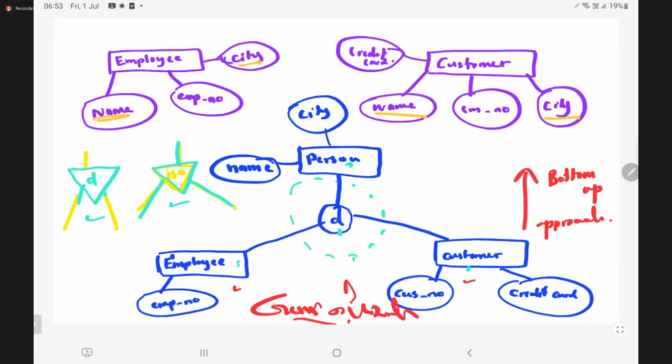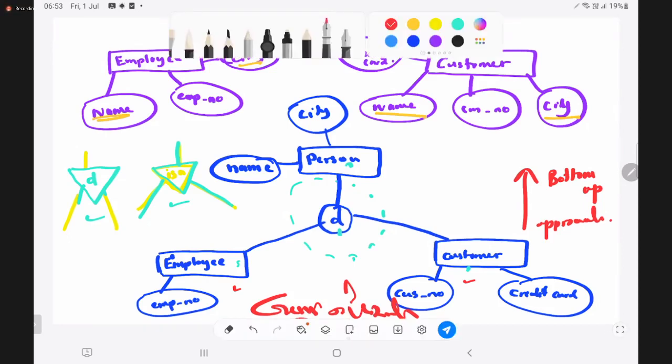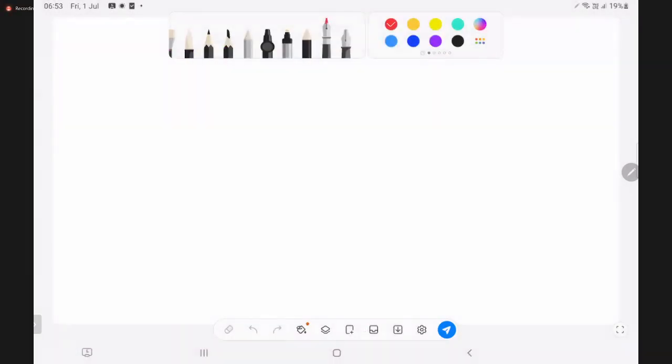Yes, okay. And next one is specialization. Specialization is the opposite of generalization. In this, a group of entities is divided into subgroups. Subgroups, we get from the common entity.